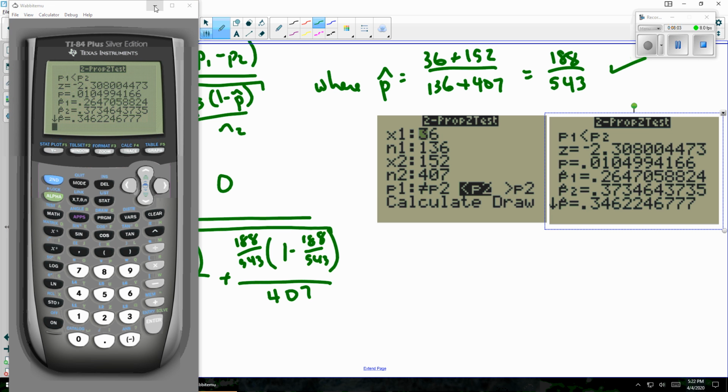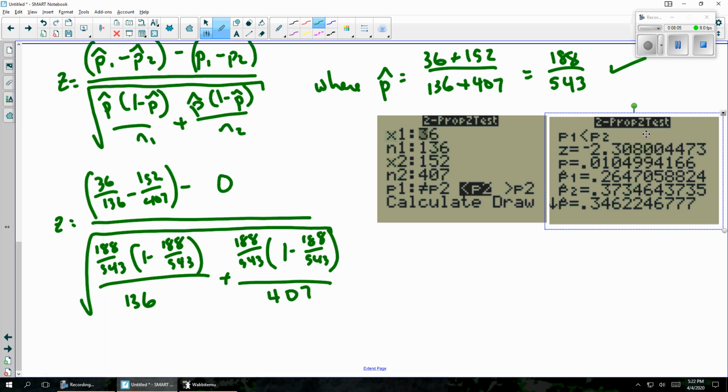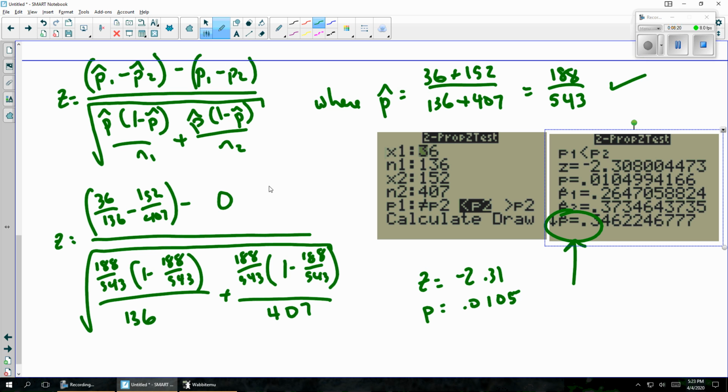Calculate, I get this information. There's no degrees of freedom here because it's a z-test, not a t-test. And so my z-test statistic is negative 2.31. My p-value is 0.0105. And this bit right here, that's what should remind you. Not only do I have a p hat 1 and a p hat 2, but I've got a p hat. That's 188 over 543, that number right there.